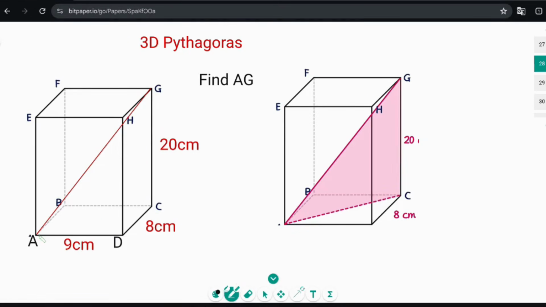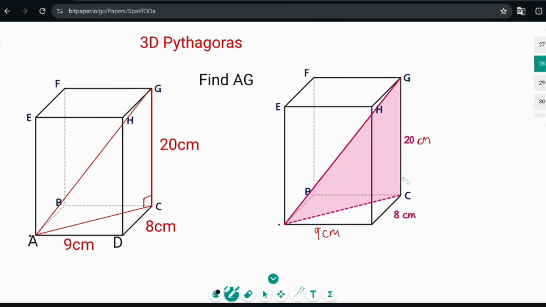If I join A to C, and C to G, we can see we do have a right angle triangle. So in right angle triangles, we use either SOHCAHTOA or Pythagoras. Seeing as we have all lengths here, we're going to be looking at Pythagoras for this question. Now, let's look at the right angle triangle we have.